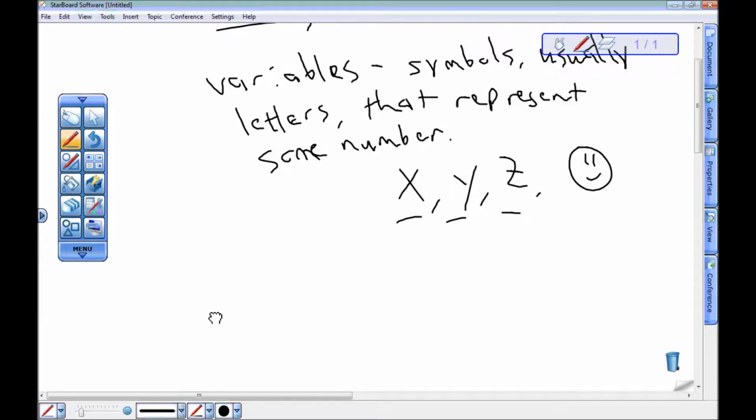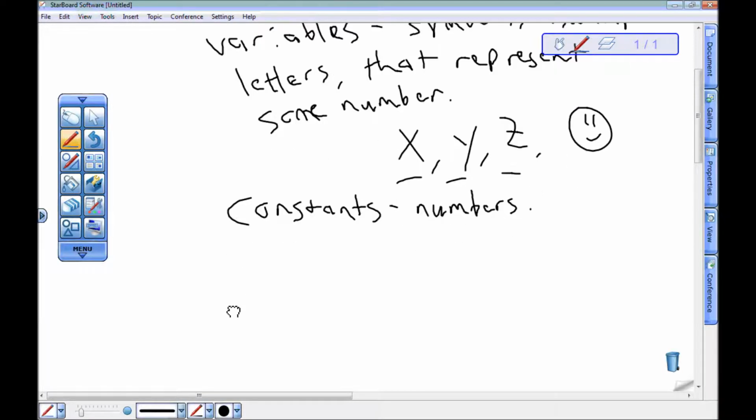The other thing we use to build algebraic expressions are constants. These are just numbers. For our purposes, we don't care what kinds of numbers these are. Some people limit their scope here to integers because we can build fractions. But variables and constants, those are the two things that make up algebraic expressions.